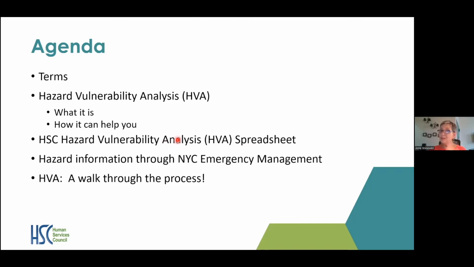So we're going to spend a lot of time on that, looking at it so you're comfortable with it and know how you can use it. And then we have another tool related to this, kind of a cheat sheet that we've created, which we'll show you. And we're going to show you a couple of resources from New York City Emergency Management. You may know about them already, but we wanted to make sure to point them out. And then we're actually going to walk through the process, where I'm going to pretend I'm in a meeting and we're rating our hazards and talking about what kind of gaps we have in planning. And then we'll close it up with a few slides.